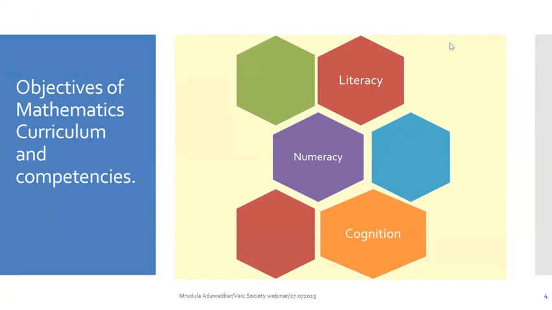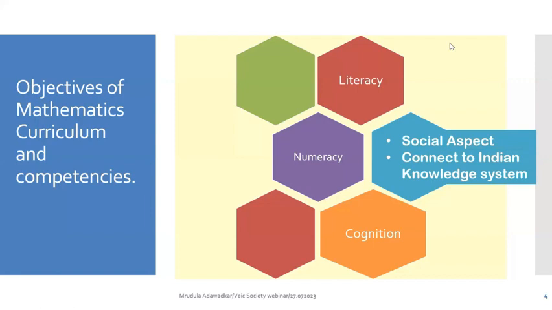Now with this, let us in short revise the objectives of the mathematics curriculum. Mainly the objectives are based on literacy, numeracy, and cognition. At different levels, like school level and higher secondary level, the objectives and expectations change a little bit. Competency statements have been written, and accordingly student progress is measured. In addition, some social aspects are included in order to connect to the Indian knowledge system. Today's curriculum in many countries has started including subjects coming from the Indian knowledge system, even Indian classical music and Indian Vedic mathematics. All these have been incorporated and are taught in many different schools in Europe and America, even in Finland.